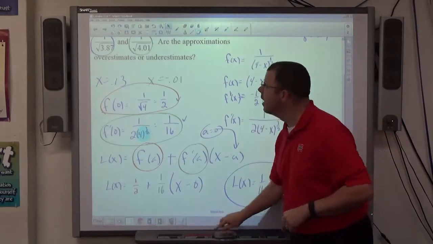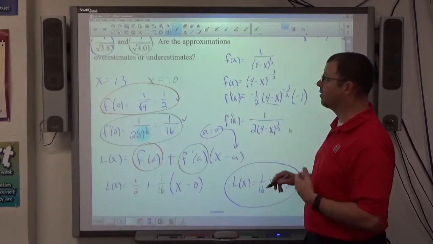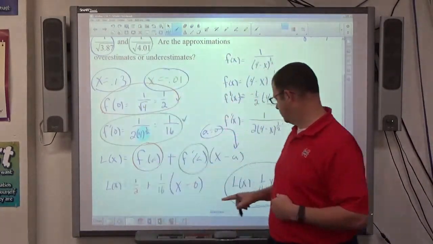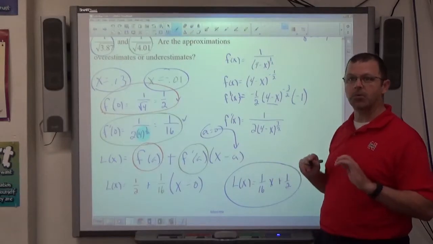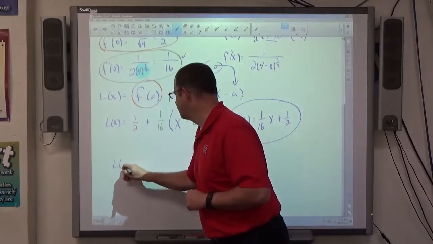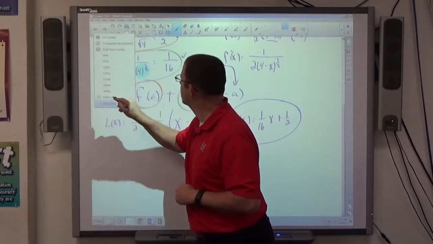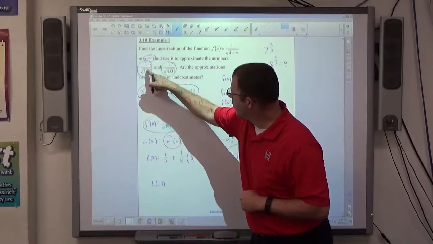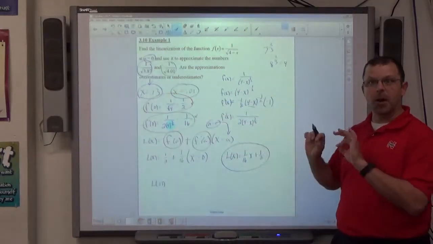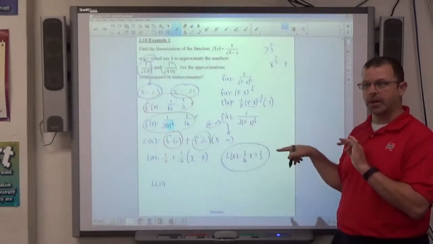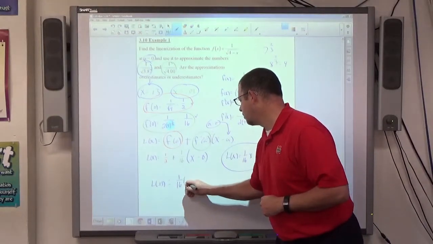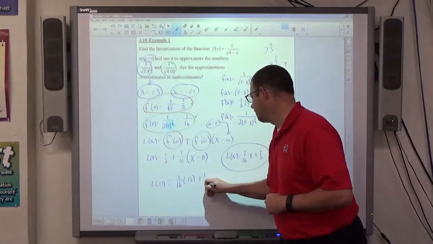As far as evaluating 1 over the square root of 3.87 and 1 over the square root of 4.01, let x equal this, let x equal that into this function, and you can approximate. Again, that's what we're approximating, right? So if I do L of 0.13, for 1 over the square root of 3.87, x equals 1.13. This is my linearization, L of x equals this. It's going to equal 1/16 times 0.13 plus a half.